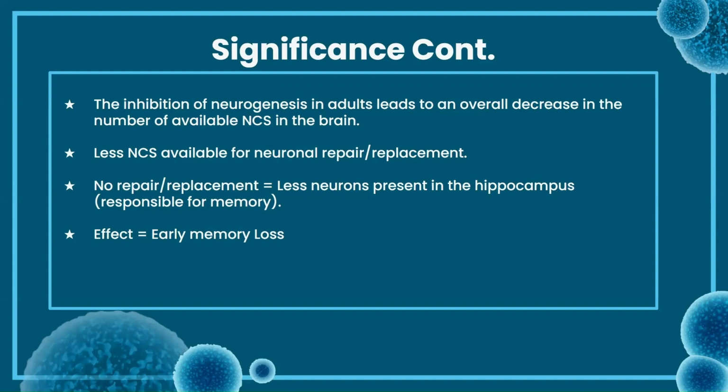That means the number of healthy neurons you have in your brain is decreasing, specifically the ones in the hippocampus. If you're affecting the neurons in the hippocampus that are responsible for memory, the effect is going to be early memory loss. So that is the significance of these biomarkers and mechanisms in relation to Alzheimer's disease. And that is the end of my part of the presentation.